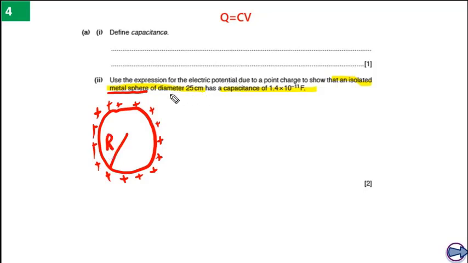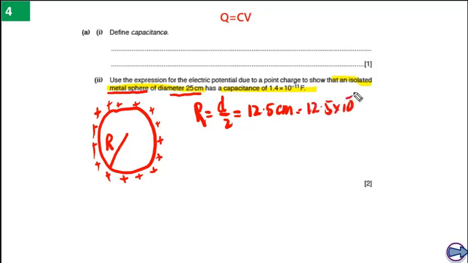But in this question, the diameter is given to us, so we can find the radius. The radius will be equal to diameter divided by 2. So our radius will be equal to 12.5 centimeters. We can also convert into meters, so we just need to multiply by 10 to the minus 2. So this is the radius in meters. We need to find the capacitance.